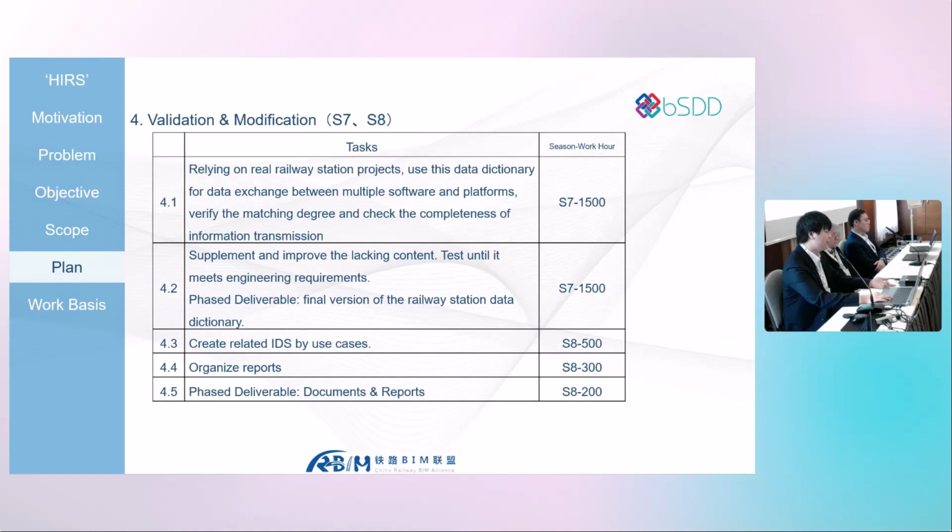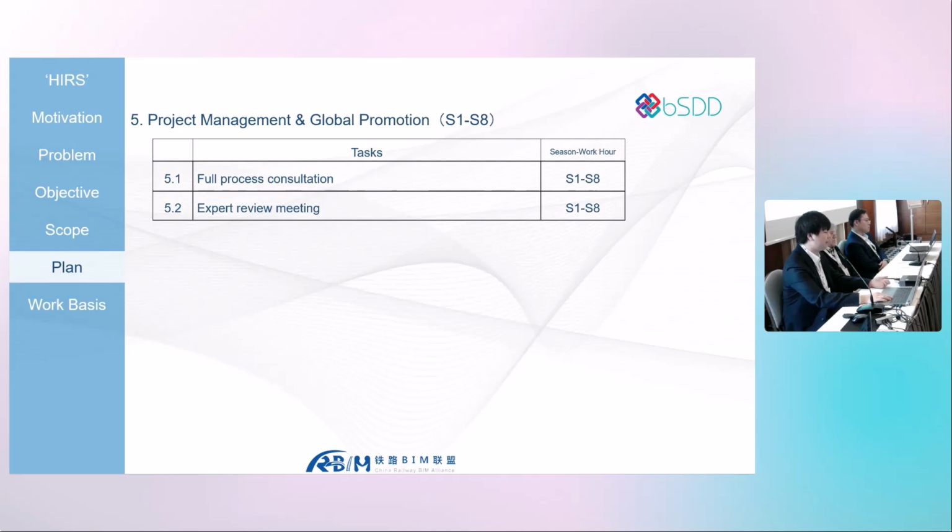And for the fourth phase, it's from season 7 to season 8. It includes validation and modification. That's what we need to do later after the autumn summit. And also we need to do the use case management and apply it to a real project as well. And the last phase will be about project management and global promotion. It lasts from the first season to the last season because we keep doing this through the whole process.